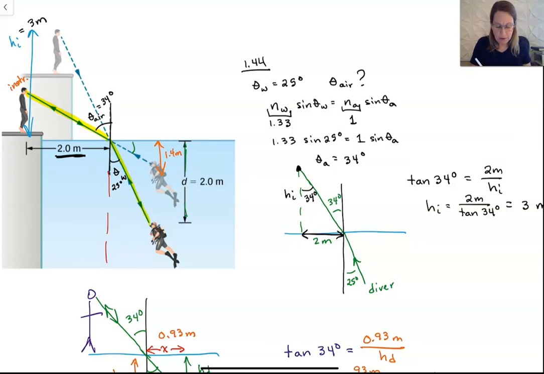And from the point of view of the diver, the instructor, we didn't actually figure out the height of the instructor, could have, but the instructor is actually 3 meters approximately up in the air from the diver's perception. So when you're in the water looking out, things are going to look like they're higher up, and when you're out of the water looking in, things look shallower than they are.